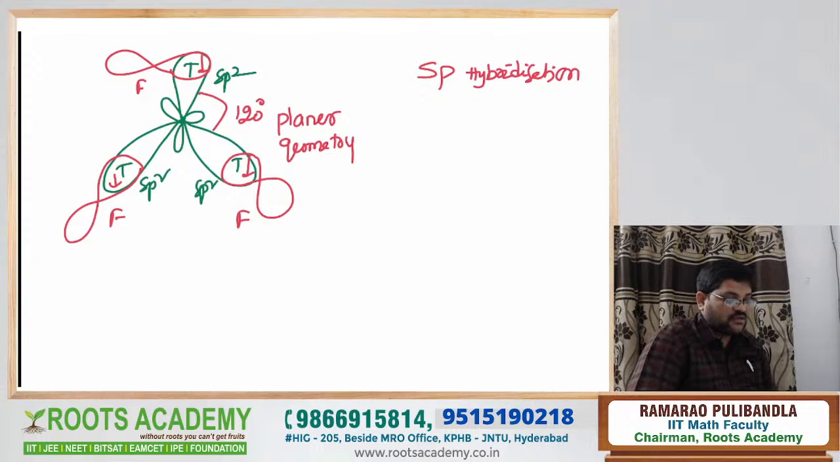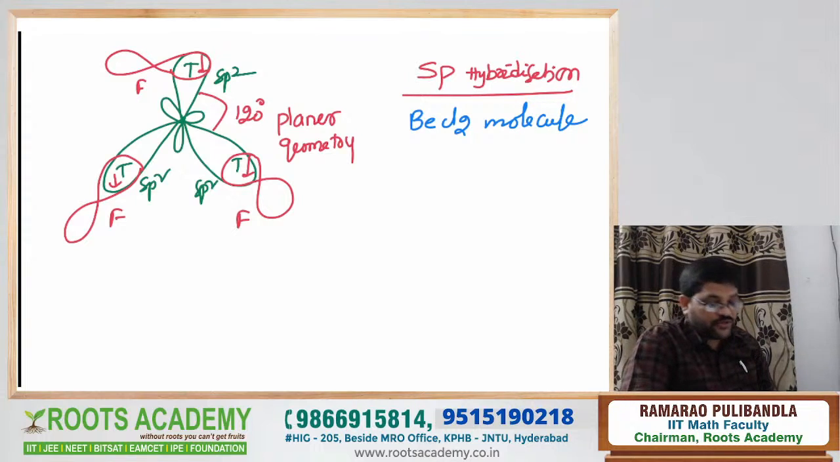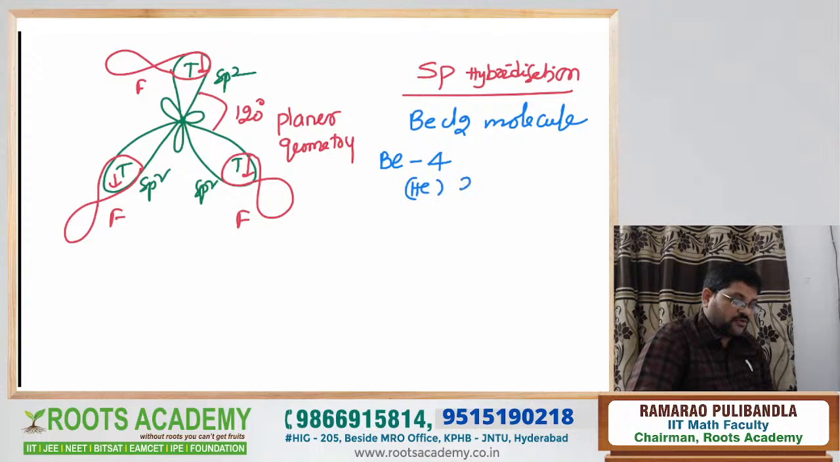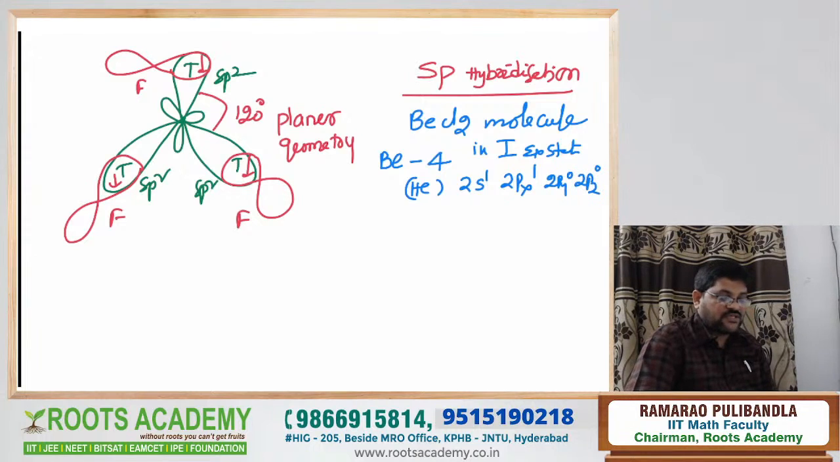sp hybridization. Now, regarding the sp hybridization, we take the explanation of the beryllium dichloride molecule. Beryllium atomic number is 4. He 2s1, 2px1, in the first excited state. In the first excited state I am writing, so 2py is empty, 2pz is empty.